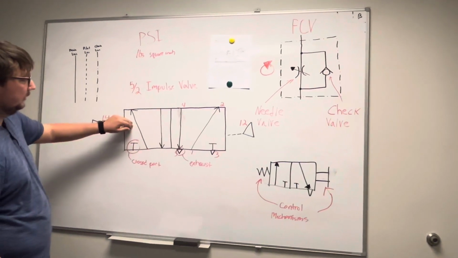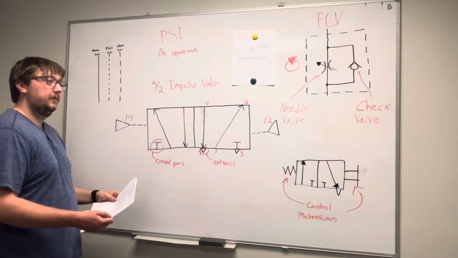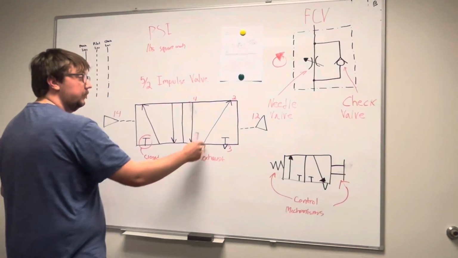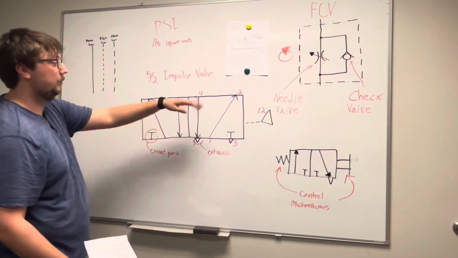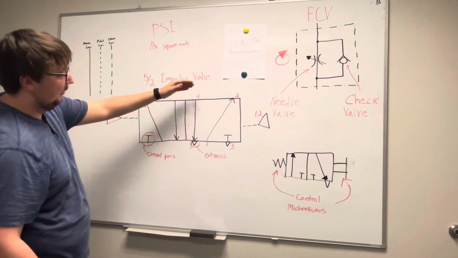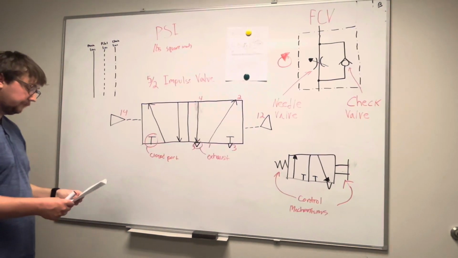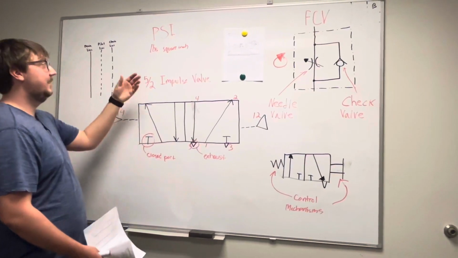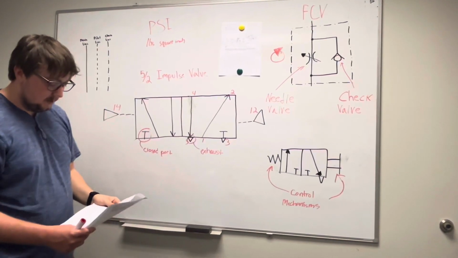The arrows in a DCV represent the direction and placement of the air. So from 1 to 2, the arrow is pointing towards 2, meaning your air flows from 1 to 2, not 2 to 1. And on this side, the air goes from 4 to 5, as represented by the arrow. In hydraulics and pneumatics, we typically use PSI, or pounds per square inch. That is our unit of pressure that we use.